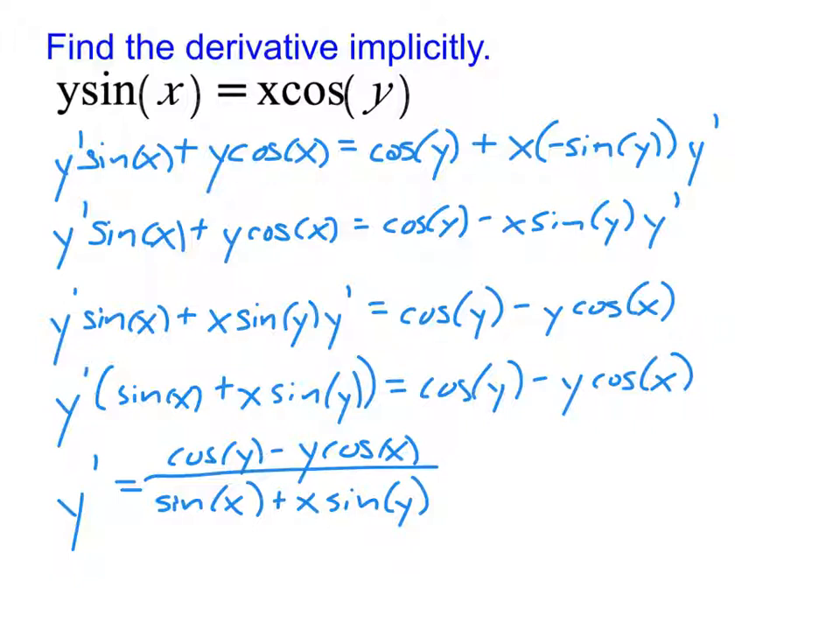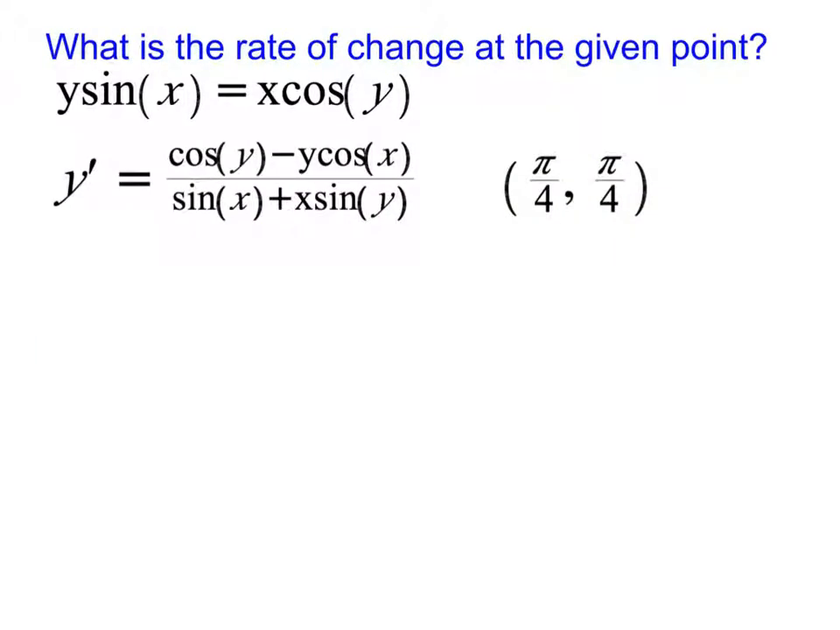So then up to this point we've found lots of derivative equations like this. Well, today we're going to be adding in one more layer where now this is the same equation. Now that we have that equation, we've already found its derivative. What I'd like to do now is figure out what is the rate of change at this point. So at the point on the curve, pi over 4, comma pi over 4, what is the rate of change?